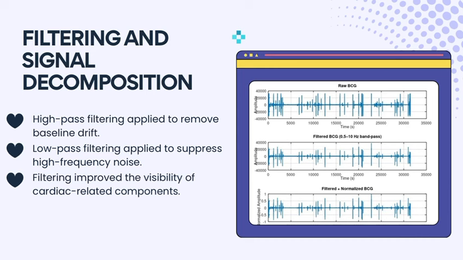In this stage of analysis, digital filtering was applied to improve the quality of the BCG signal. A high-pass filter was used to remove the baseline drift caused by slow body movements and respiration. At the same time, a low-pass filter was applied to suppress high-frequency noise and sensor-related artifacts. After filtering, the cardiac-related components of the BCG signal became significantly clearer, which is essential for accurate frequency domain analysis.